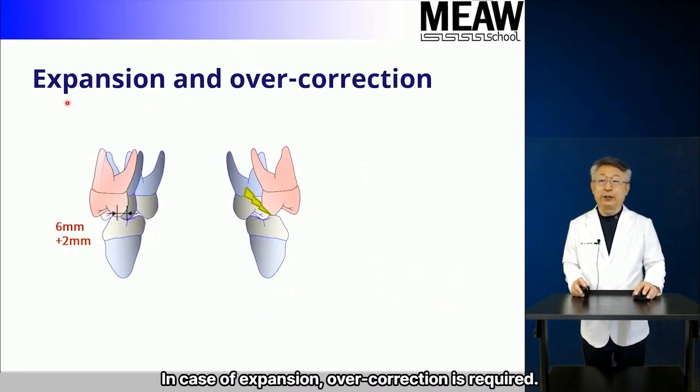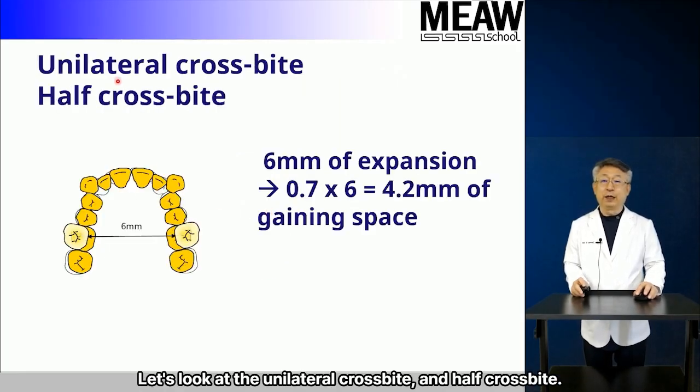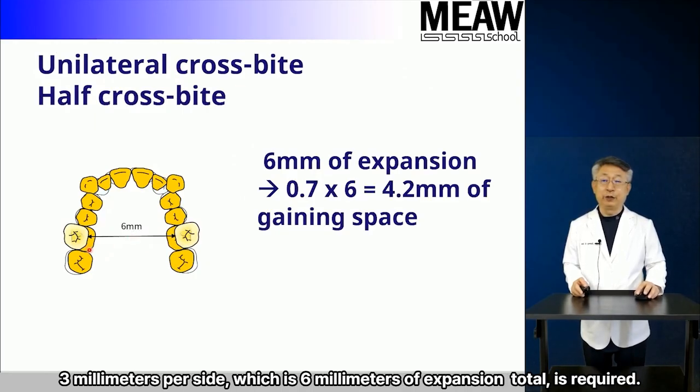In case of expansion, overcorrection is required. It is advisable to add 6 mm to plus 2 mm to enlarge the palatal cusp of the maxilla to the point of contacting the buccal cusp of the mandible. Let's look at the unilateral crossbite and half crossbite. 3 mm per side, which is 6 mm of expansion total, is required.